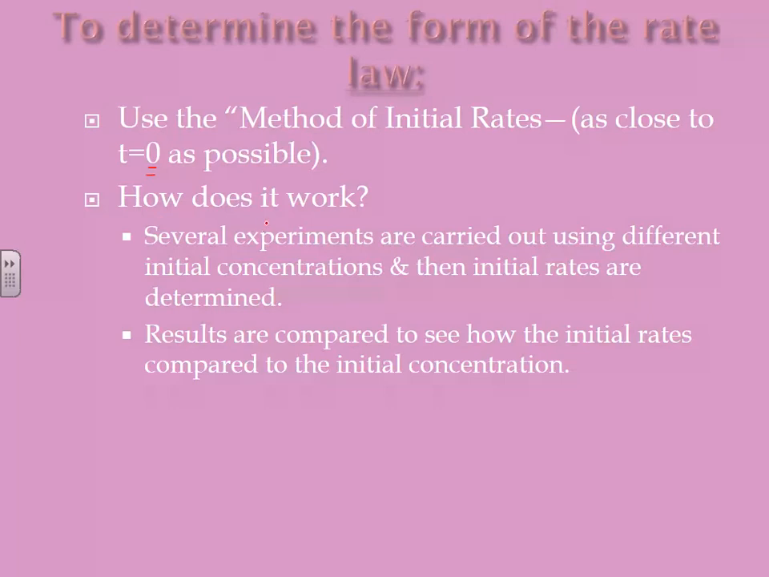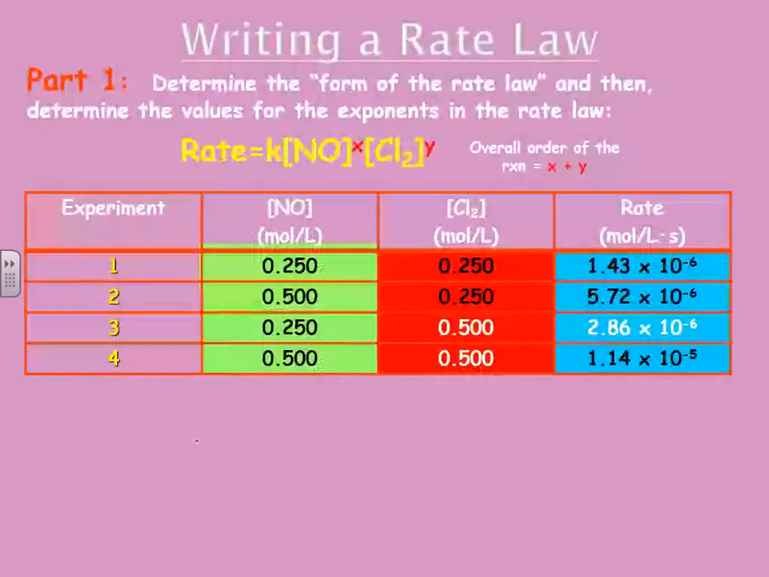So how does it work? Well, we have several experiments that are carried out using different initial concentrations, and then initial rates are determined. Once that has occurred, the results are compared to see how the initial rates compare to the initial concentrations. In the next video, I'm going to take you through this example. The first thing you've got to do, though, is to determine the form of the rate law.